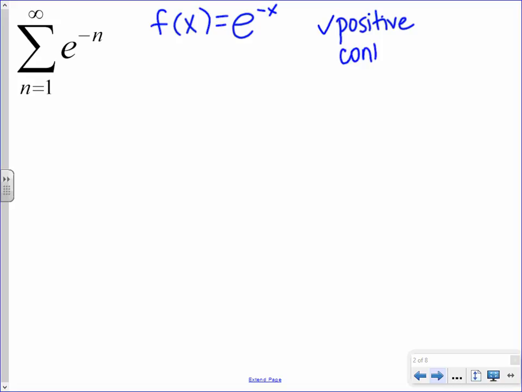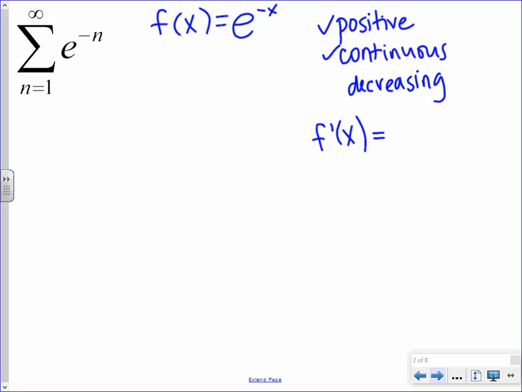Is this a continuous function from 1 to infinity? Yes. Okay? Then we need to make sure that it is decreasing. And you have to show me proof that it's decreasing, okay? So, like I said, we can use ratio, we can use difference, we can use derivative. I think this is the easiest to use a derivative test for. I'm going to use calculus, okay?